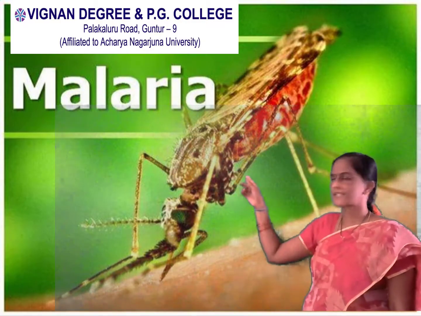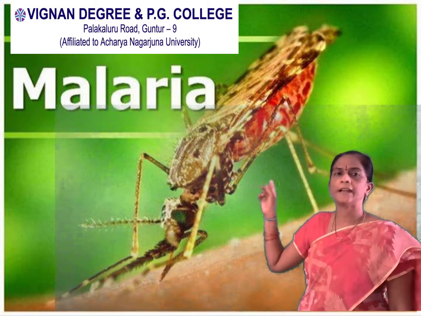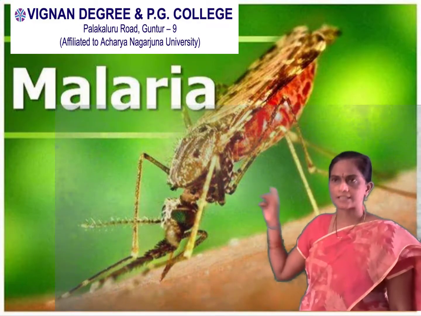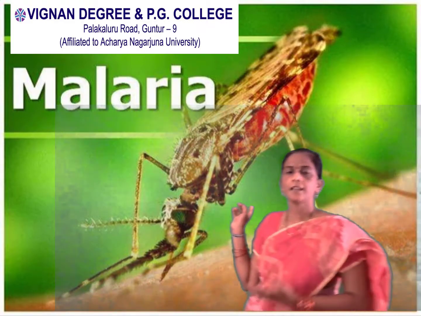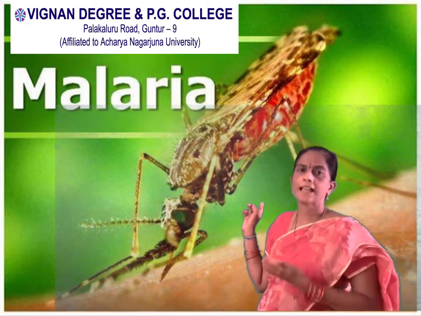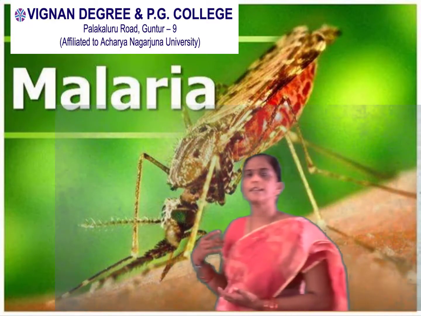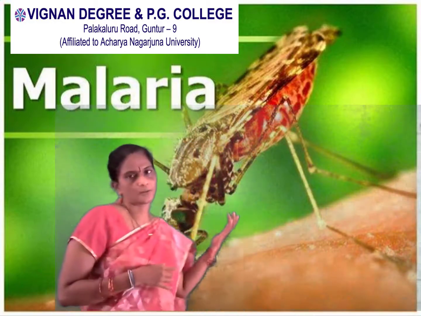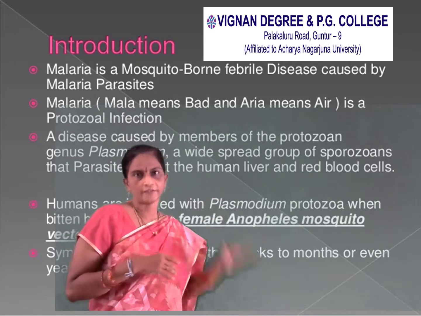Today we are going to discuss malaria. Malaria is a mosquito-borne infection. It is caused in humans through the bite of the mosquito. This mosquito carries protozoa. Malaria is caused by Plasmodium. Plasmodium is a protozoa, and this protozoa is carried by the mosquito. So that's why it is called a mosquito-borne infection.